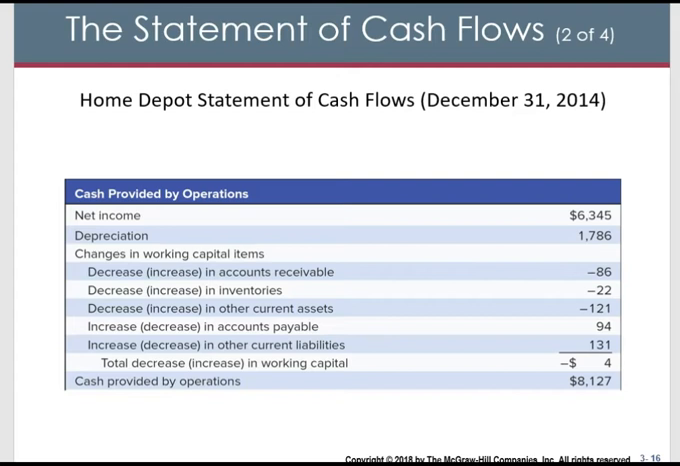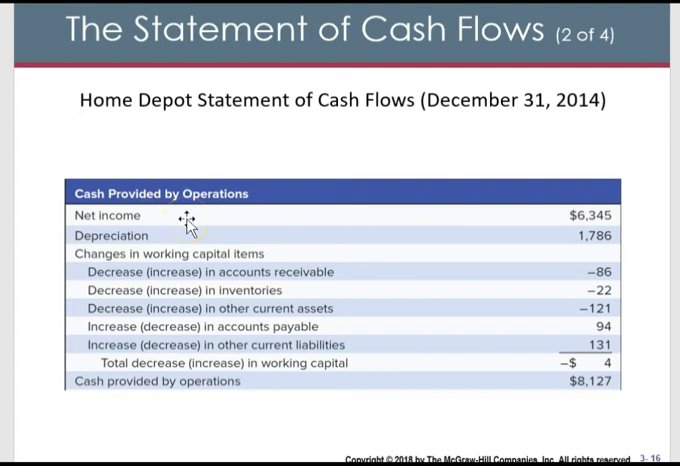Okay, operating activities are normal core activities within a business that generate cash inflows and outflows. Now let's turn back to Home Depot here. Of course, we're looking at December 31st, 2014. There are three sections within, this being the first one. Cash flow from operations is definitely something an investor or another company that wants to invest in this company, or a supplier or a bank, would want to look at.